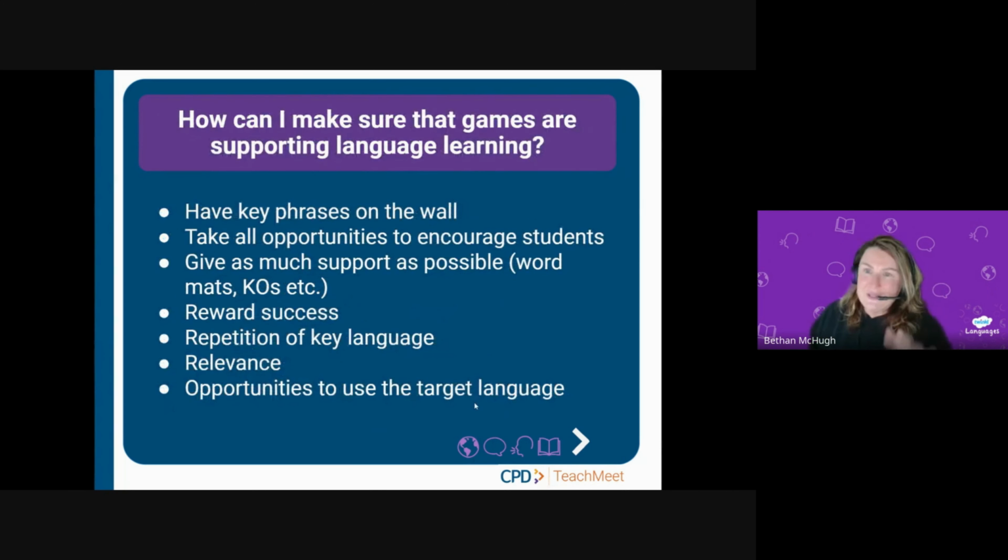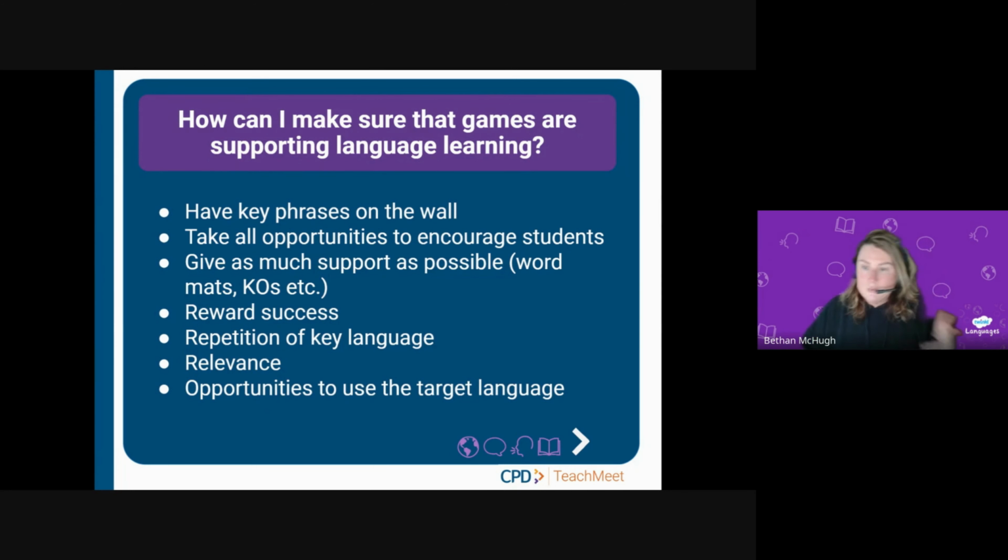But it's also really important that the children are supported in the games so that they can actually access them and that they're actually using them in the target language. If you give them a snakes and ladders game in French and they're just playing it in English, arguably that's not really that helpful. You want to make sure that they are using the target language. That might be having key phrases on the wall, walking around, encouraging them as much as possible, giving them as much support as they need. Do they need a word mat? Do they need a knowledge organizer? Do they need some sort of sentence pack, for example?